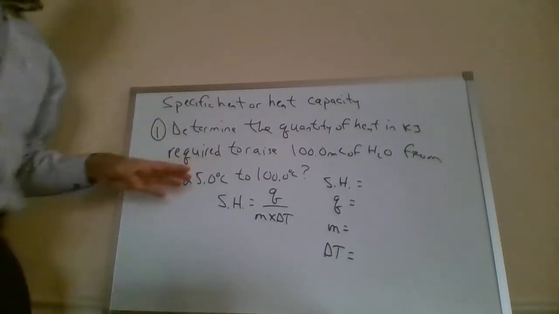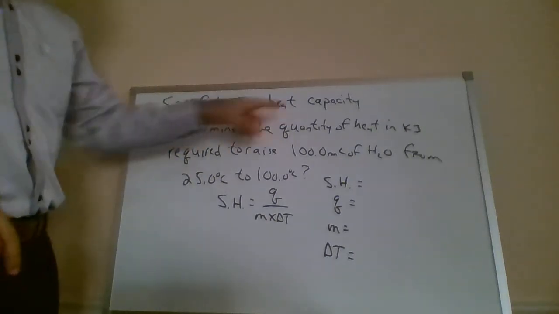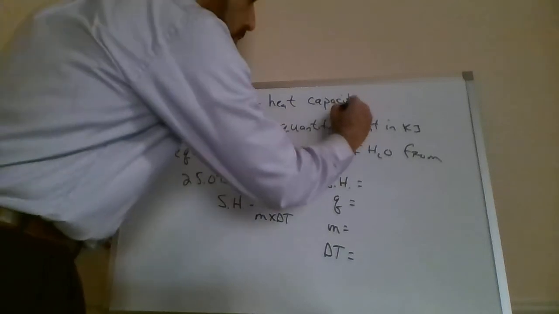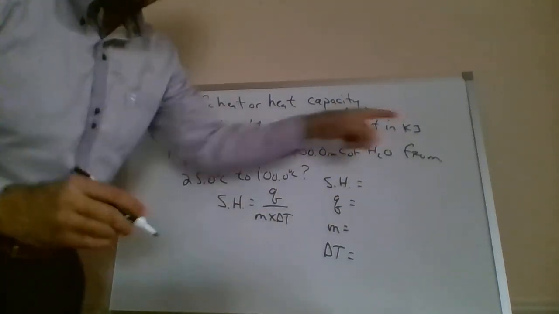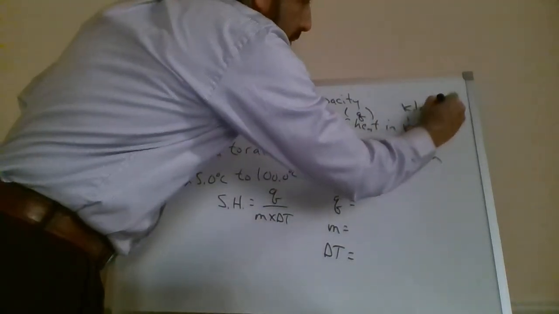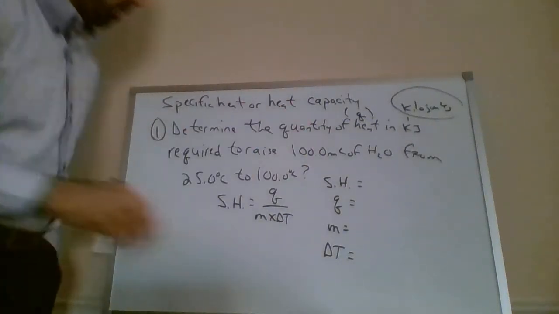So let's take a look at a specific heat problem or heat capacity. It says determine the quantity of heat. Whenever they say heat, for us, we're going to substitute Q for it. So Q is going to be heat. kJ is kilojoules. So often, in terms of heat, they want you to convert it to kilojoules.